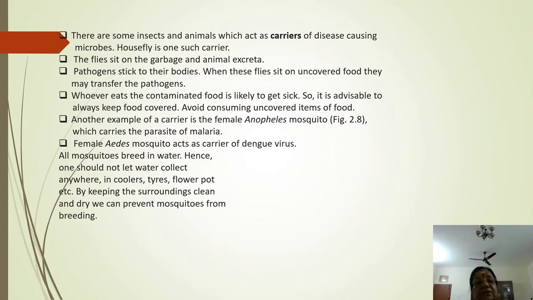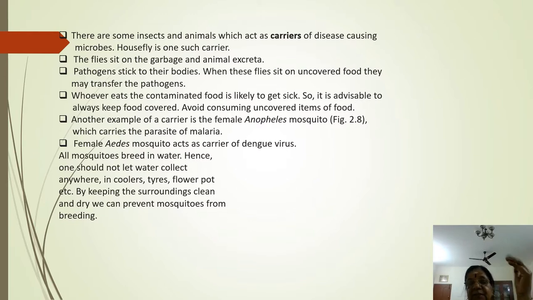It is advisable to always keep the food covered. Avoid consuming uncovered food items. And another example, apart from the housefly, is the female anopheles mosquito which causes malaria. Right? In malaria, when the mosquito bites, it carries the pathogen called protozoan plasmodium. When the female anopheles bites, its saliva contains this pathogen. It enters the human body and circulates in the RBC blood circulation for half an hour. And then it reaches the liver. There it starts multiplying.